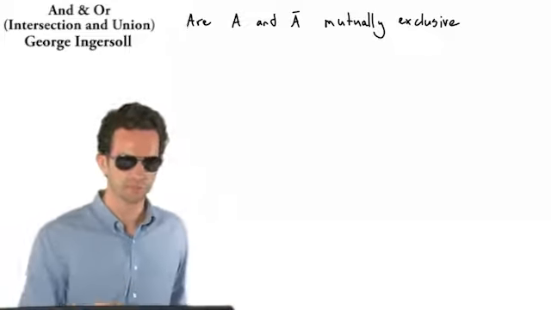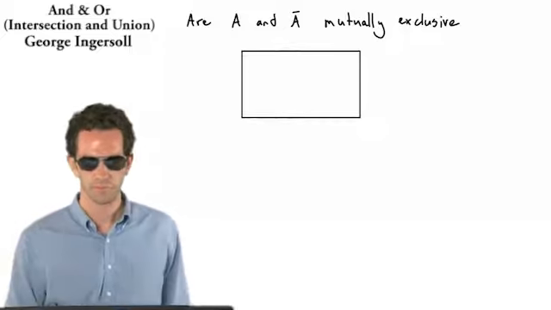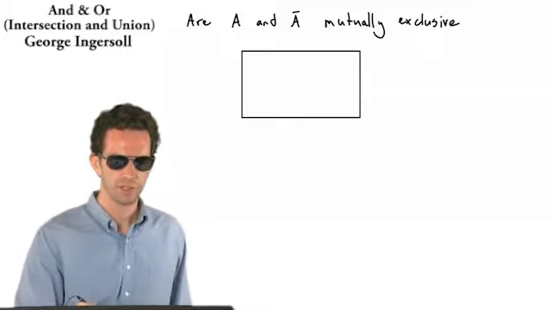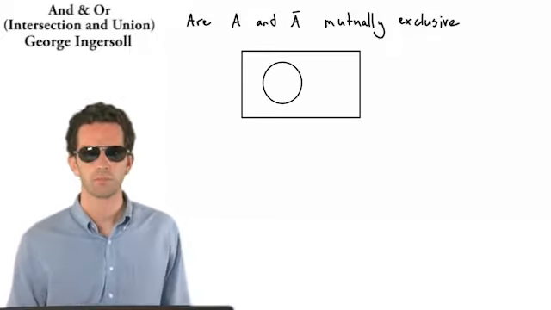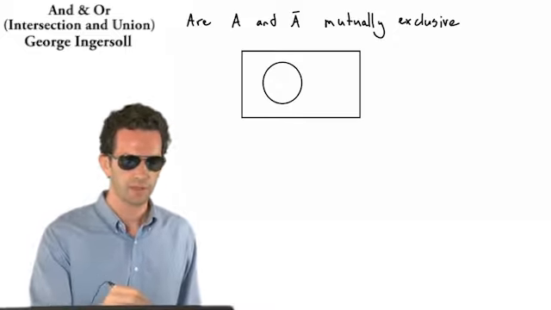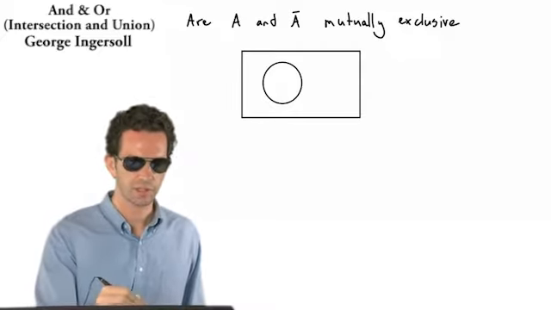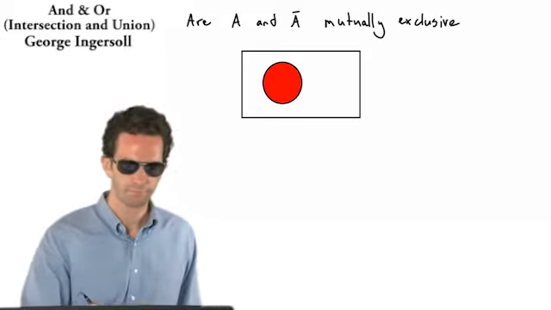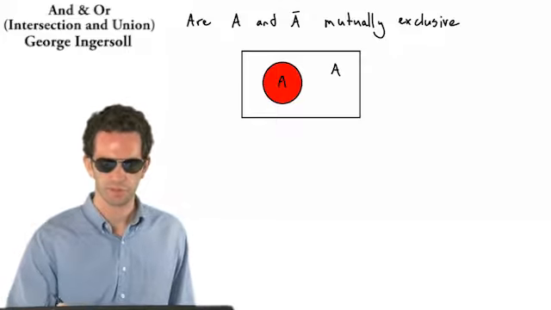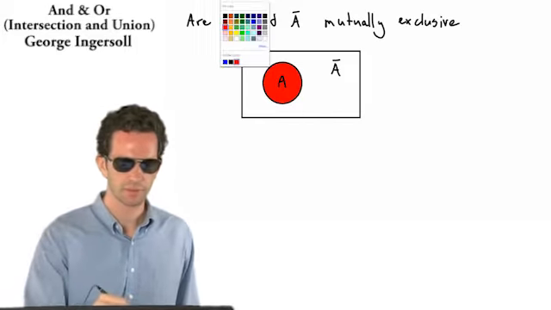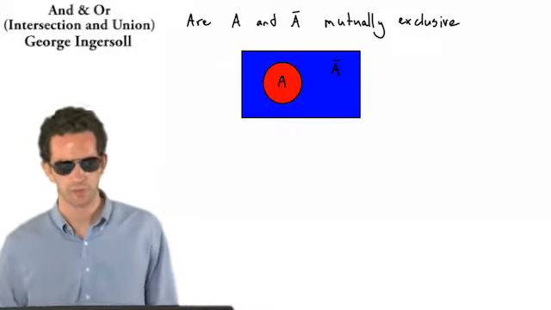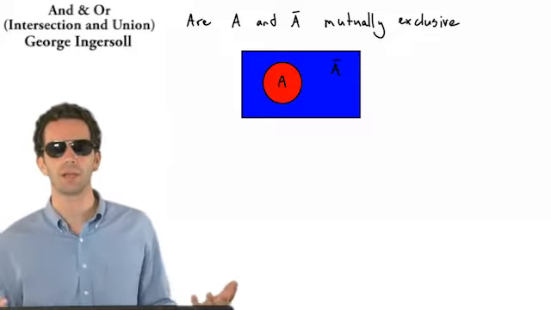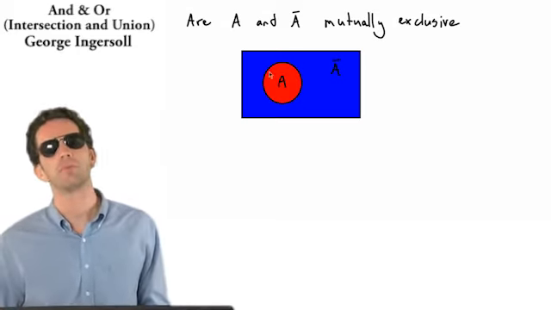So let's look at this graphically. Here's our sample space, S, and here's A. All right, that's A. And the complement of A, and actually let me fill this in so that we all are on the same page here. That's A. Here is the complement of A. And we'll fill that in as well with a different color. Is there any intersection between these two? Of course not. That's kind of the definition of a complement. There's no intersection at all. Therefore, they are mutually exclusive.